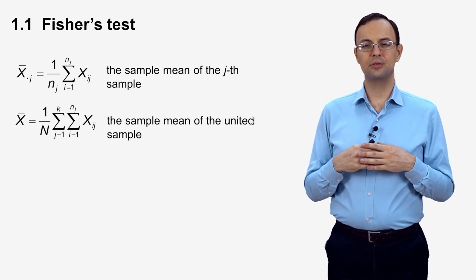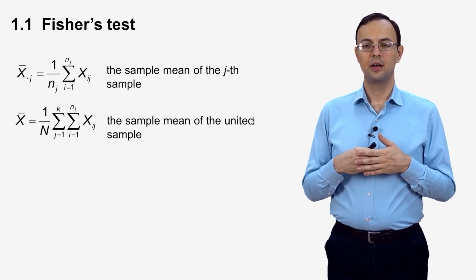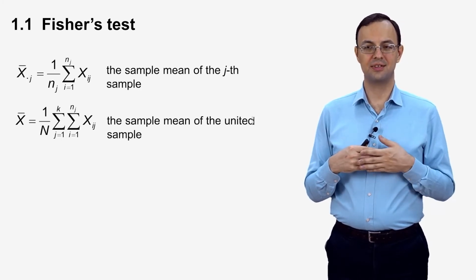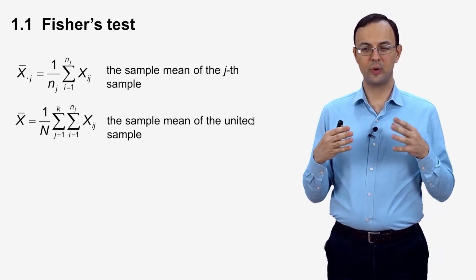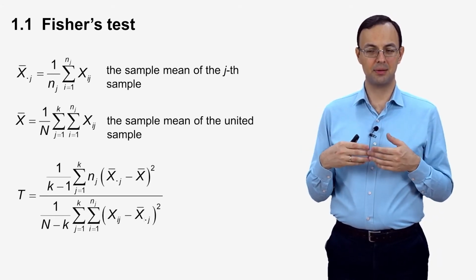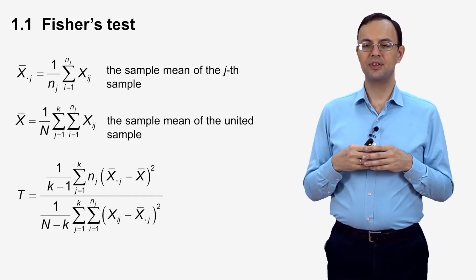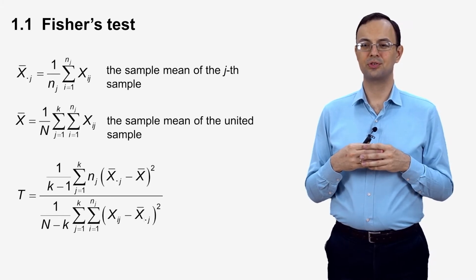And then we are to find the global sample mean, or grand sample mean, the sample mean of the united sample. So we add all observations we have and divide by their number, capital N. And the test statistic of this test looks like this. So this expression describes the test statistic.